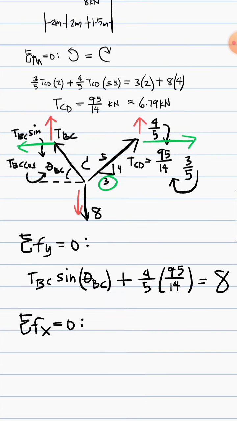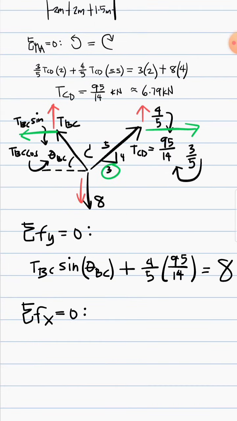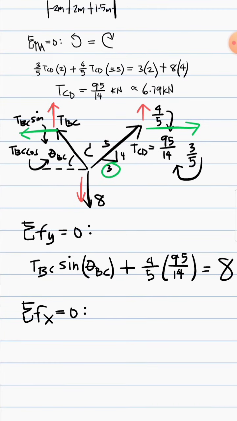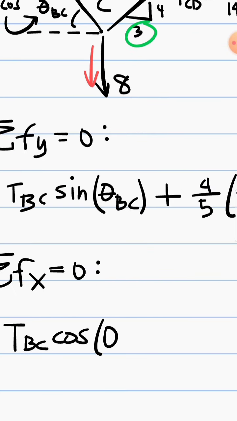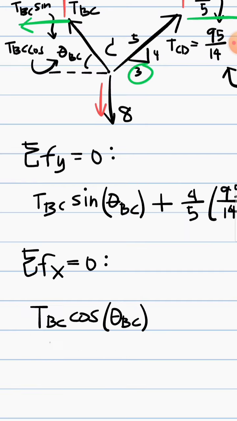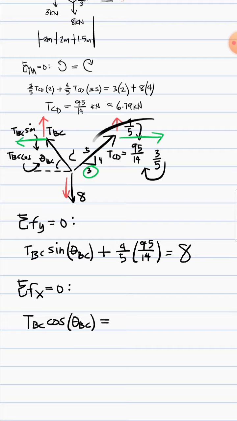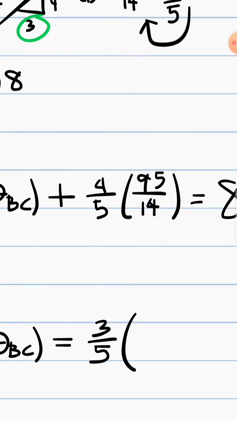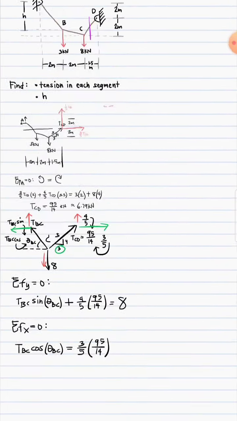So by that, we can say that, let's write this first, TBC cos theta BC, the horizontal component of TBC, is just equal to the horizontal component of tension CD, which is 3/5 of tension CD, or 95/14.